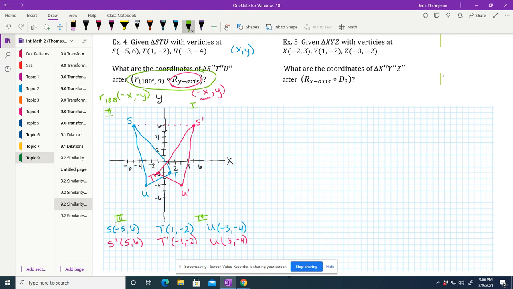This one I don't do visually. I use the coordinates, because you need to go in the opposite direction, right? So if S prime is over 5 up 6, then I want to go left 5 down 6. So S double prime is going to be negative 5 comma negative 6.